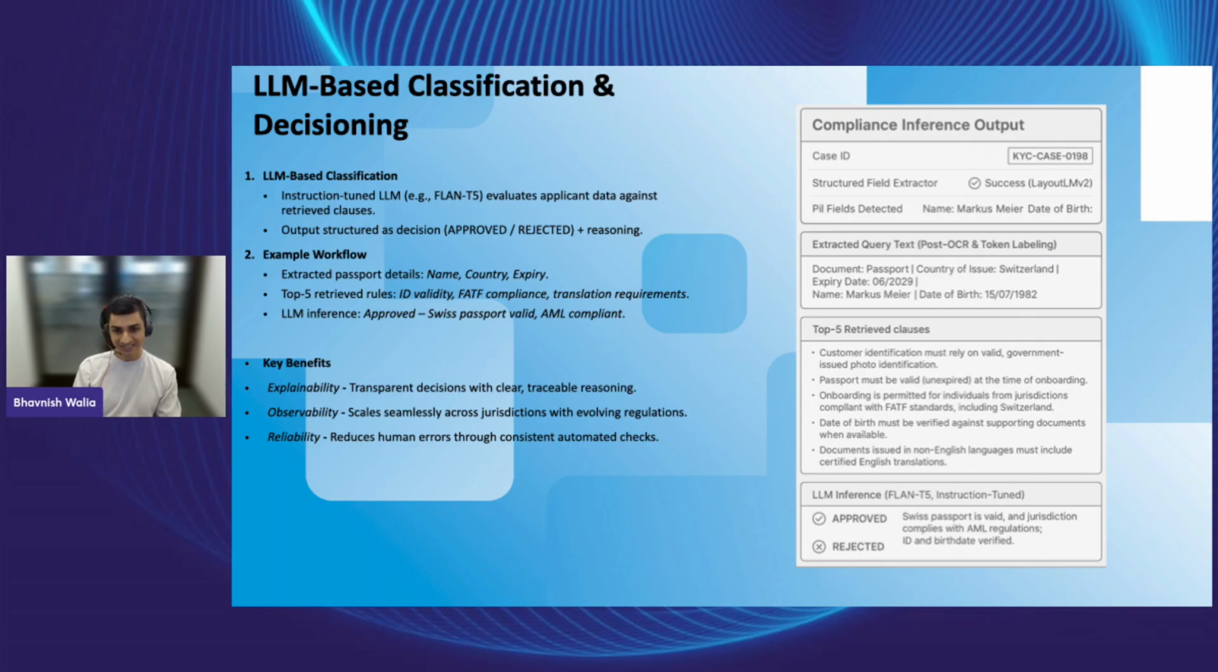In this process, it has made things quite explainable, with transparent decisions and clear, traceable reasoning. It's also scaled seamlessly across jurisdictions with evolving regulations. In this case, we've taken Switzerland, but we could have taken any other country, any other city as well. It was able to pull out the relevant regulations from there. And it's reliable because it reduces human errors through consistent checks. We do not eliminate humans from the loop. We always have them to ensure that the solution is performing as intended, so it's really important to have them continue in the process.